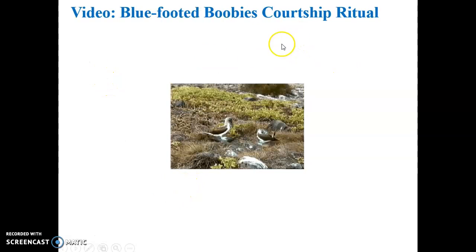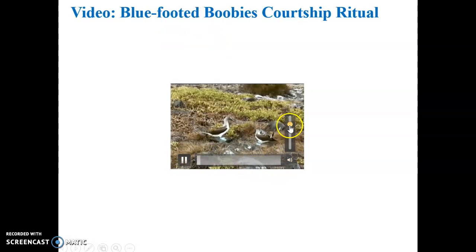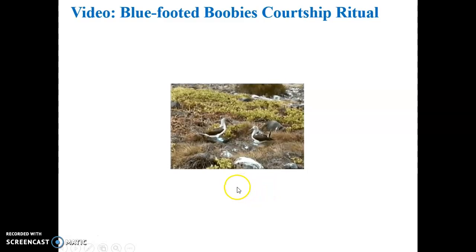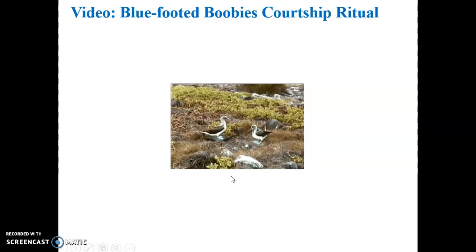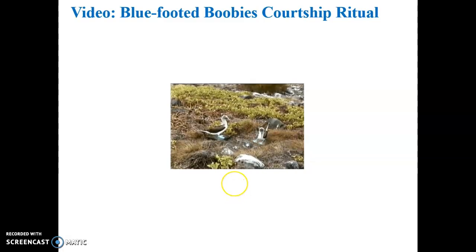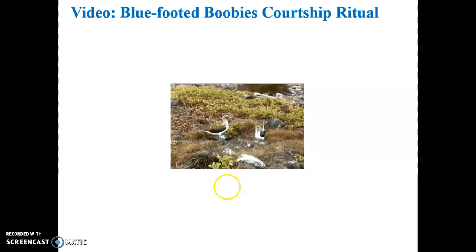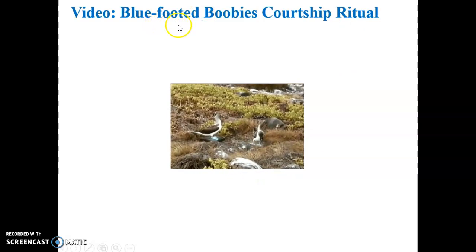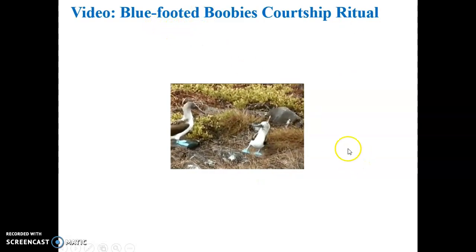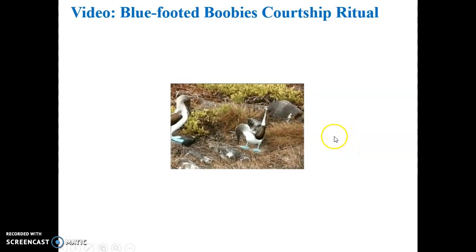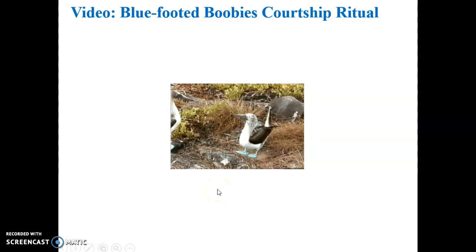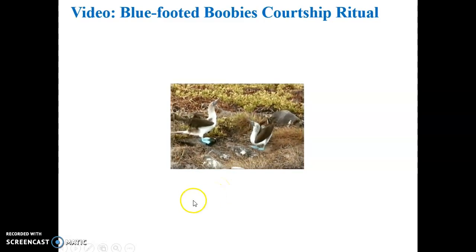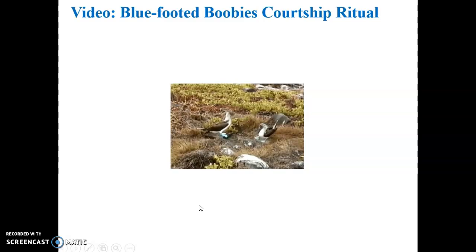Blue-footed boobies courtship rituals. Just another example of a bird species that has an elaborate courtship ritual, and we've talked about this before. Similar to the albatross courtship ritual. Again, this is common in birds, other species as well, but they have to have this elaborate courtship ritual between male and female before they can mate. Okay, just another example of a pre-zygotic reproductive barrier.